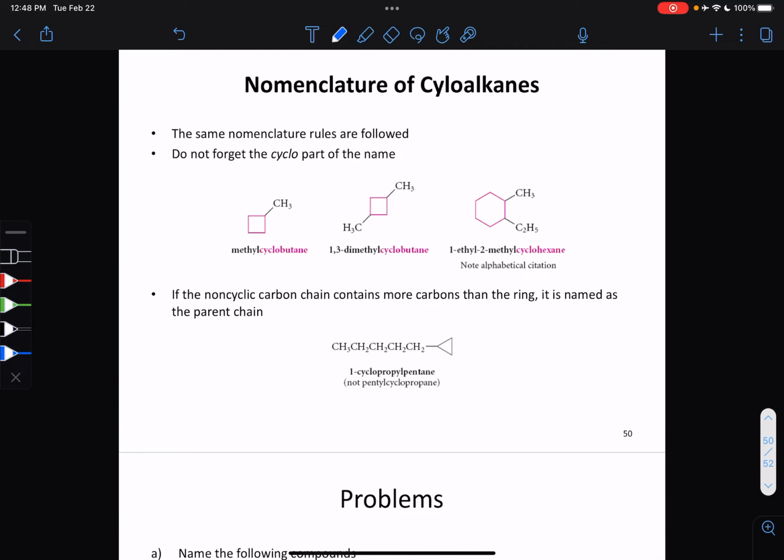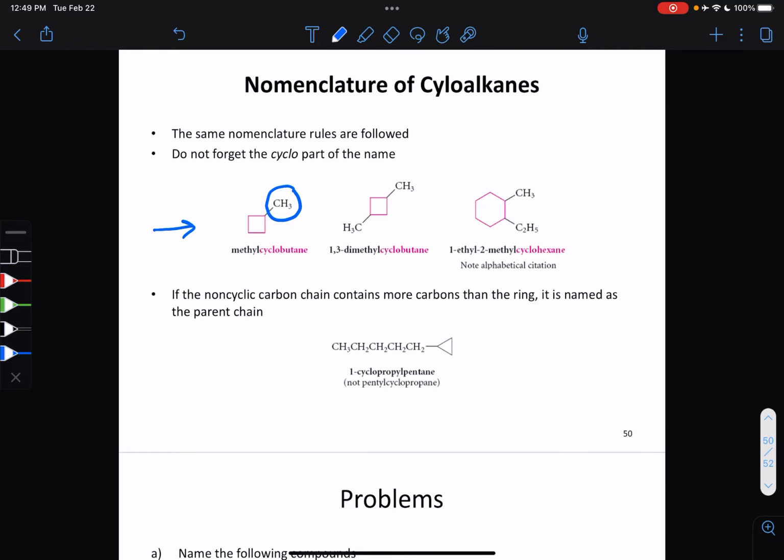Okay, so how do we name these guys? All right, same nomenclature rules are followed that we already learned previously. We've just got to add in cyclo to the parent chain, and then there's some little quirks of naming cycloalkanes, and we'll talk about that. All right, so for this one right here, you can see that we have a methyl group hanging off of a cyclobutane there. So that's a little box, and it has 4 carbons in the cyclic structure. So we've got a methyl cyclobutane.